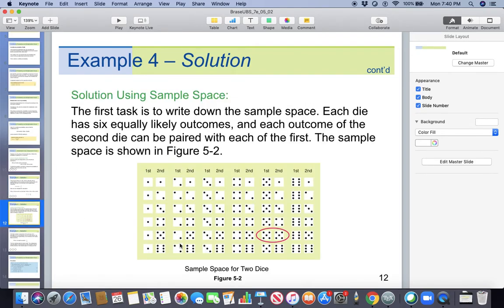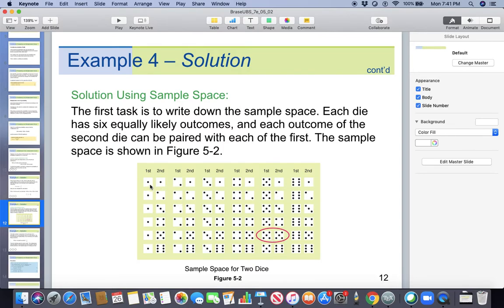Here is another approach using sample space. The first task is to write down the sample space. So you have the first die, second die. So first die, pretend you got 1. Second die, you have all these different options: 1 or 2 or 3 or 4 or 5 or 6. Likewise, next, pretend first die got 2. Then second die has all these options and so on. You are looking for that one option which is 5 and 5 on both first and second die.